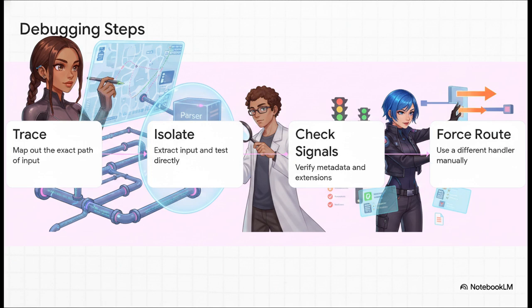Third, check your routing signals. Are the headers, the extensions, and the ports actually what you think they are? Finally, force a manual route. Rename the file extension yourself or manually change the HTTP header using a tool like Postman to see if a different parser handles it successfully.